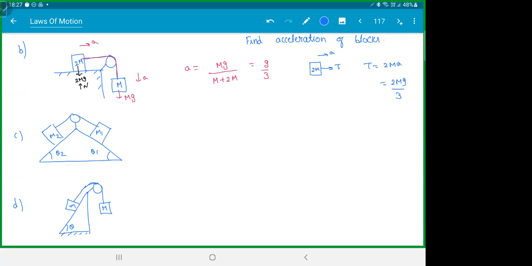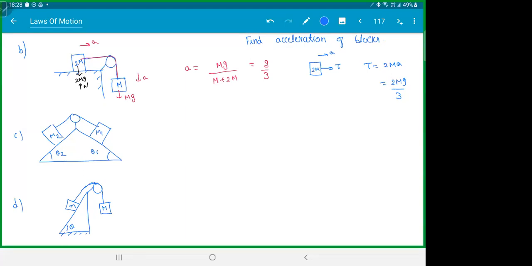Can you do for C and D? So first choose any block acceleration, doesn't matter. Choose M1 is coming down or M2 is coming down, doesn't matter. And start from there. Try, you got 2 minutes.